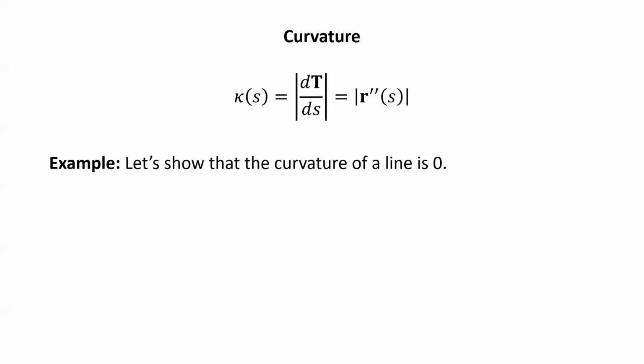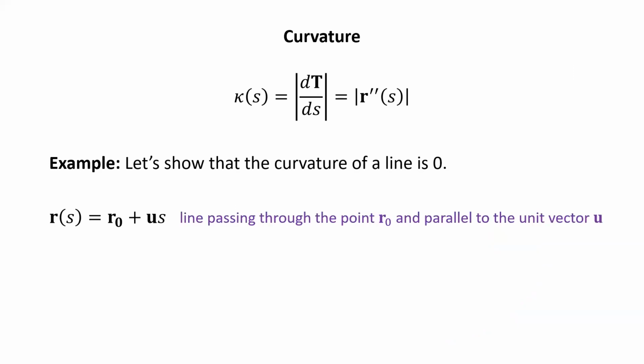As an example, let's show that the curvature of a line is 0. As always, you should pause the video, try to show this yourself first, and then resume the video to see how I do it. Okay, let's start with an arc length parametrization of a line. R of S equals R sub 0 plus U times S. This is the line passing through the point R0 and parallel to the unit vector U. Note that in order for this to be an arc length parametrization, remember that the vector that we use has to be a unit vector.